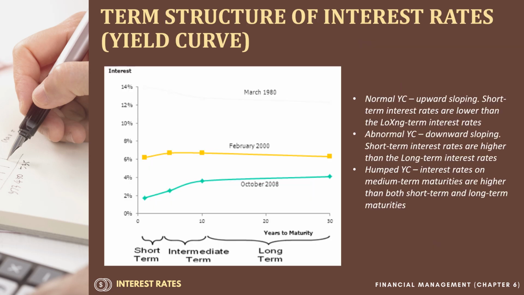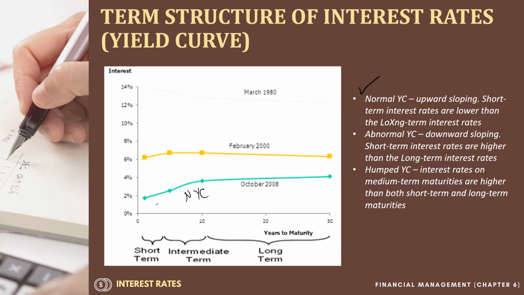Now we have here the term structure of interest rates, or the yield curve. We have three kinds of yield curve: the normal yield curve, the abnormal yield curve, and the humped yield curve. The normal yield curve is upward sloping, so short-term interest rates are lower than long-term interest rates. Here in this graph, the normal curve is this one, okay? This is the normal yield curve.